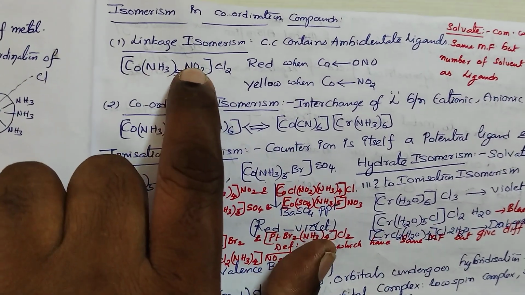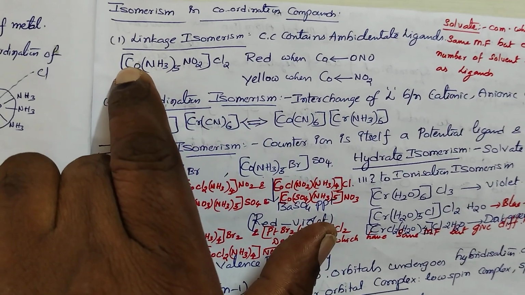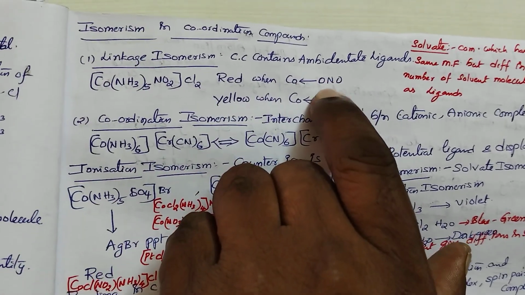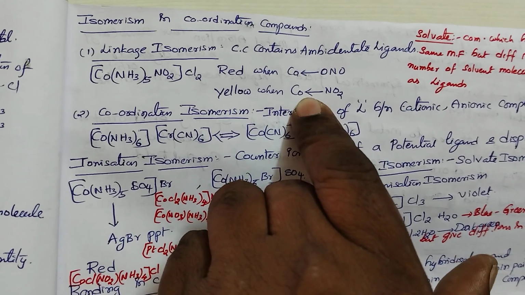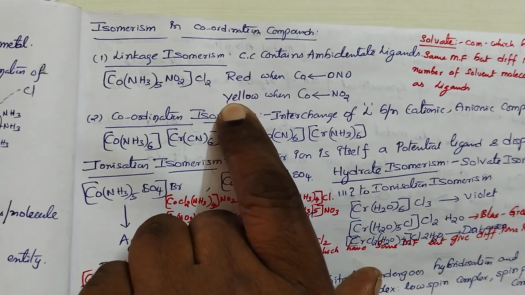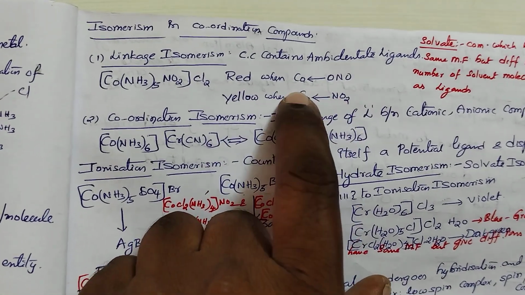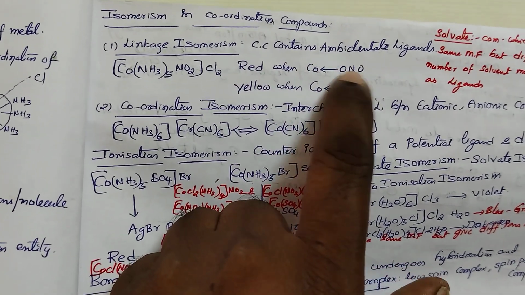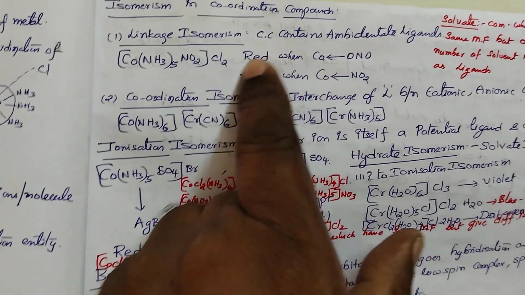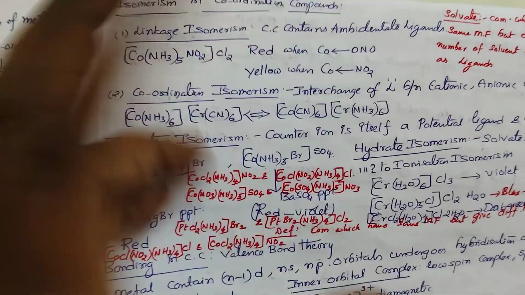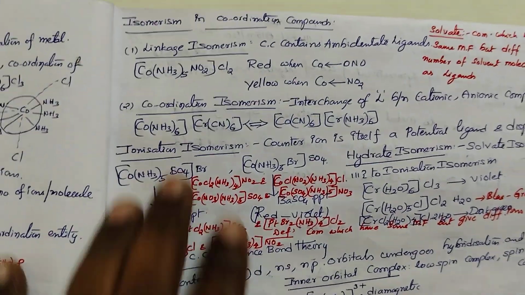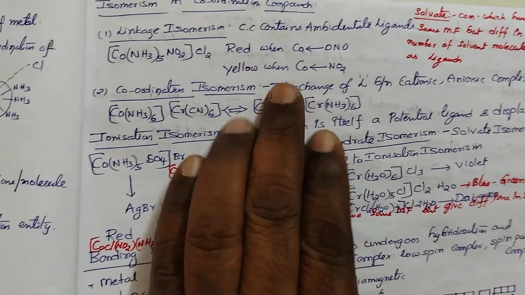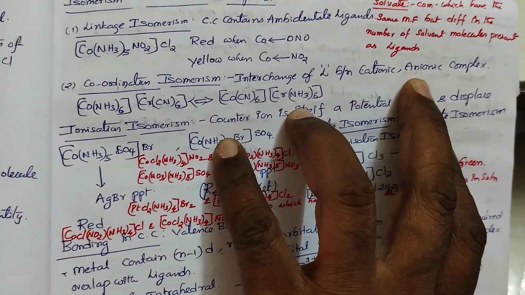See, if nitrogen is attached to the cobalt, it is yellow in color; we call it nitrito-N. When oxygen, as in ONO, is attached to the cobalt, it will be red in color. So they have different properties.